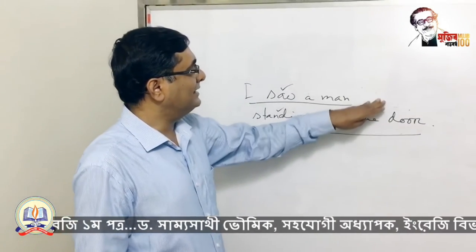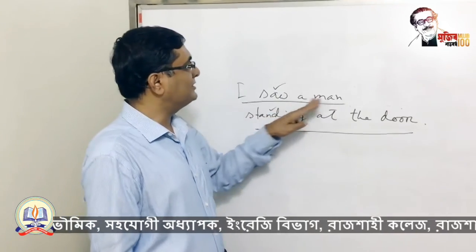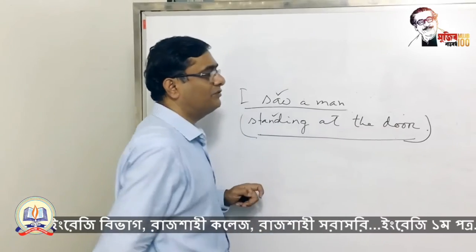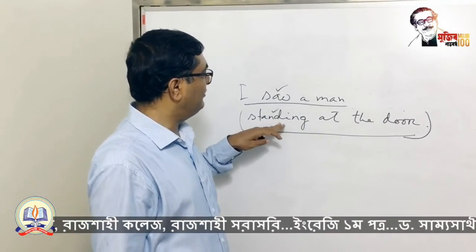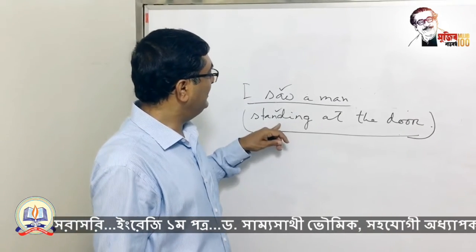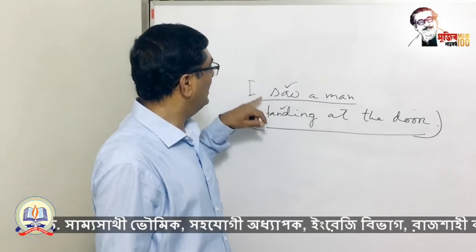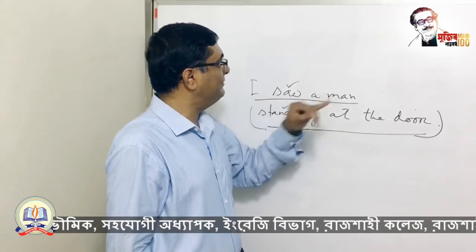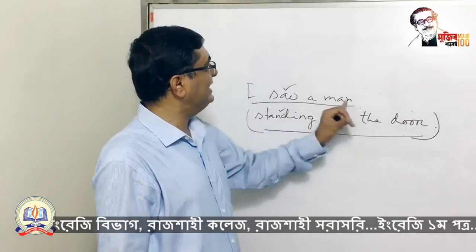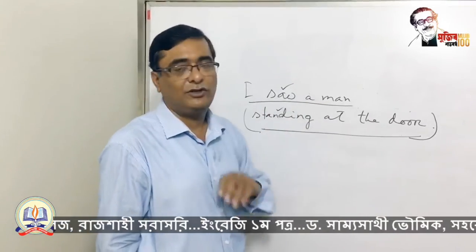Now we see that the second clause has been transformed into a phrase. I saw a man standing at the door. Now this "standing at the door" becomes a phrase because the verb "standing" now becomes non-finite. Why? Because it will not change with the change of subject or with the change of tense. Look, if I say "I see a man standing at the door", it will not change. "I can see a man standing at the door", it will not change. "I saw a man standing at the door", it will not change.